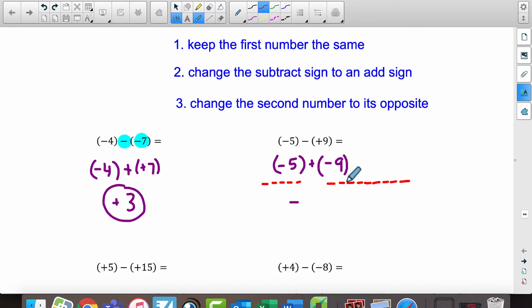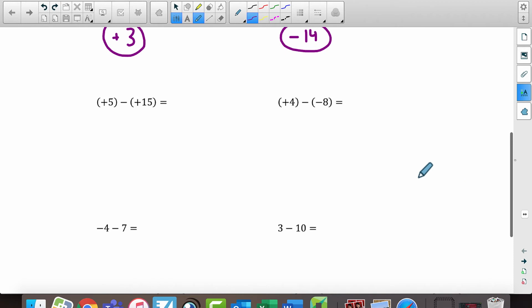So how many more negatives do you have than positive? Well, you've got to count them all up. There's no positives to counteract those. So you've got 14 negatives there. 14 more negatives than positives. Okay, there's really not much else to do. We'll just do a few more examples.